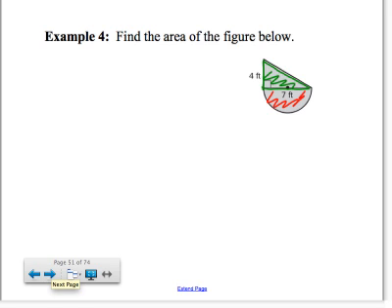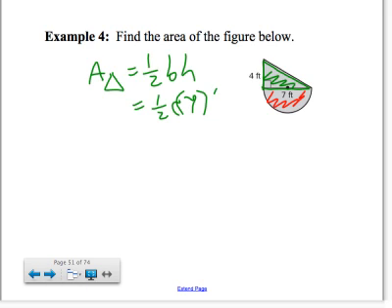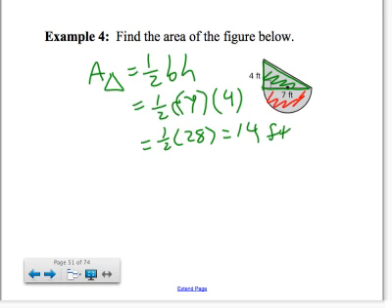So the way I would do this is I'd say, first of all, I want the area of the triangle, 1/2 base times height. The base of my triangle is 7. The height of my triangle is 4. So I have 1/2, 7 times 4 is 28, so I have 1/2 of 28. So 14 square feet is the triangle.